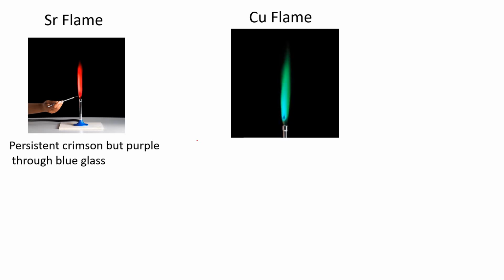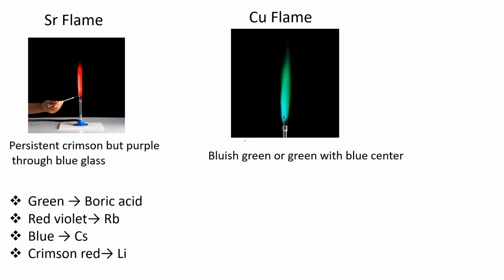Now coming to the copper flame. Though copper is not an s-block element, it will give flame coloration, and here the color is greenish blue, or more precisely greenish with a blue center. Other than this, rubidium gives a red-violet flame, cesium gives a blue flame, lithium gives a crimson red flame, and boric acid also gives a green colored flame.